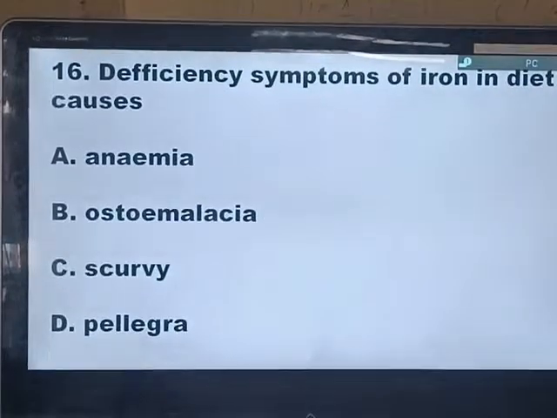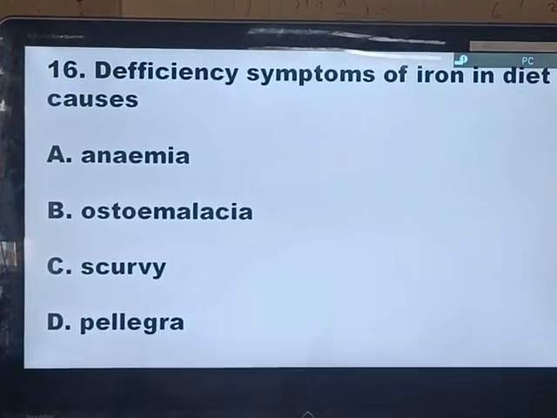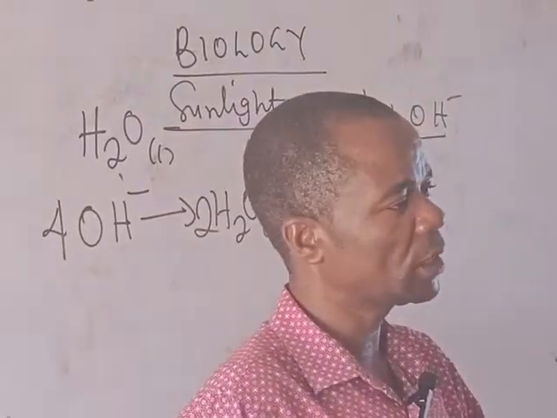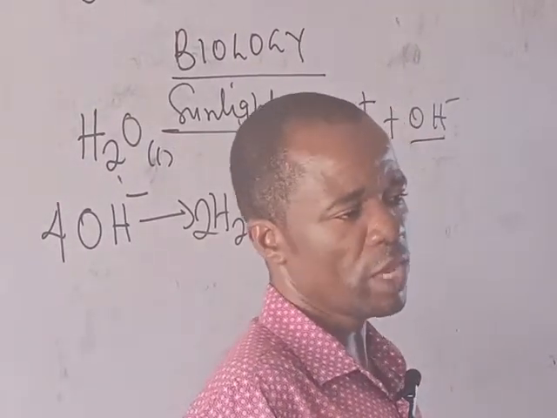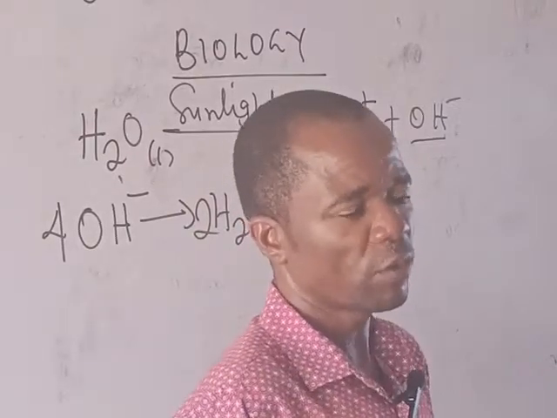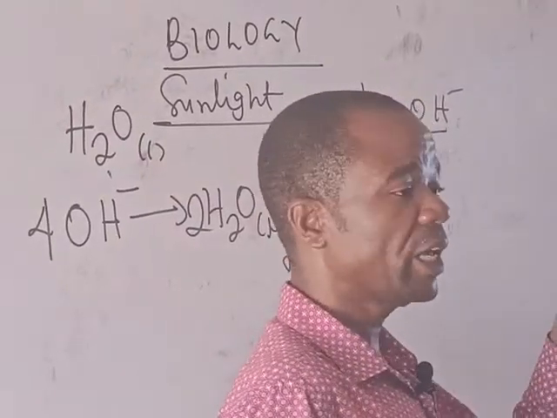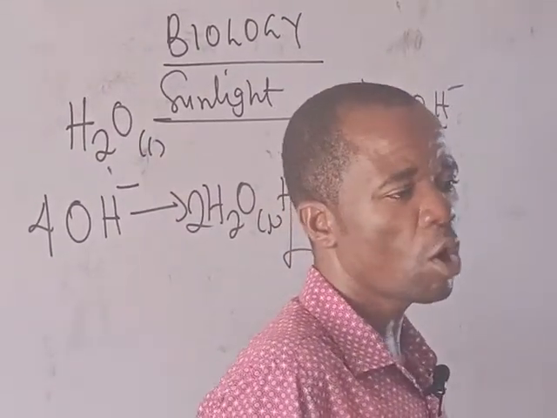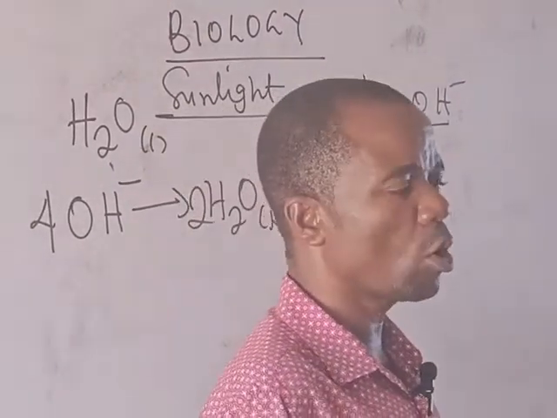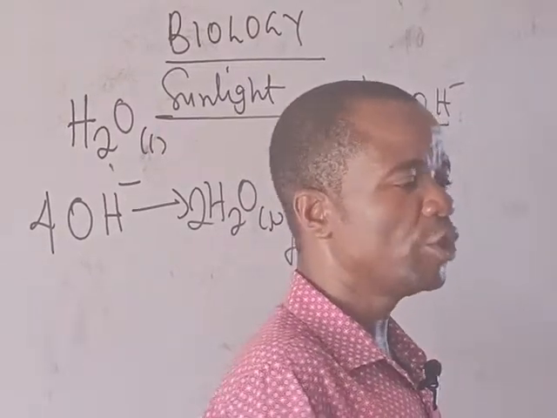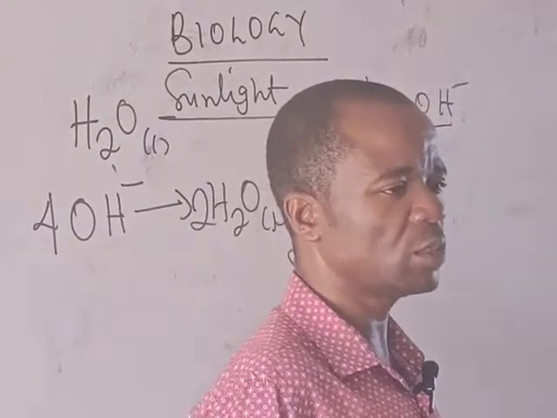Let's go to number 16. Deficiency symptoms of iron in diet causes dash. Now, I was talking moments ago about the fact that all these plants require minerals like iron and magnesium to make their chlorophyll. Not only that, humans and animals also require these minerals, either in large quantity, macro minerals, or in small quantities, which is micro minerals. For example, iron is one of those minerals that are needed in the body of animals, humans inclusive. And without them, a lot of things begin to go wrong in the body.